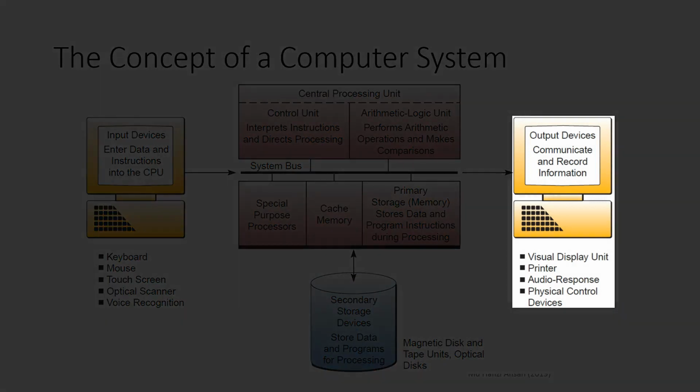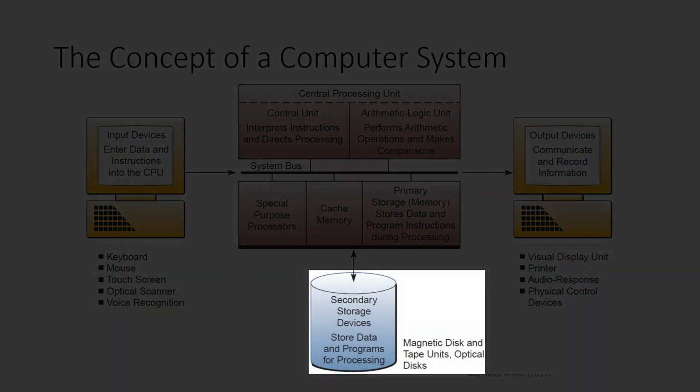Third, output. The output devices of a computer system include video display units or monitors, printers, and speakers. They convert electronic information produced by the computer system into human intelligible form for presentation to end users.